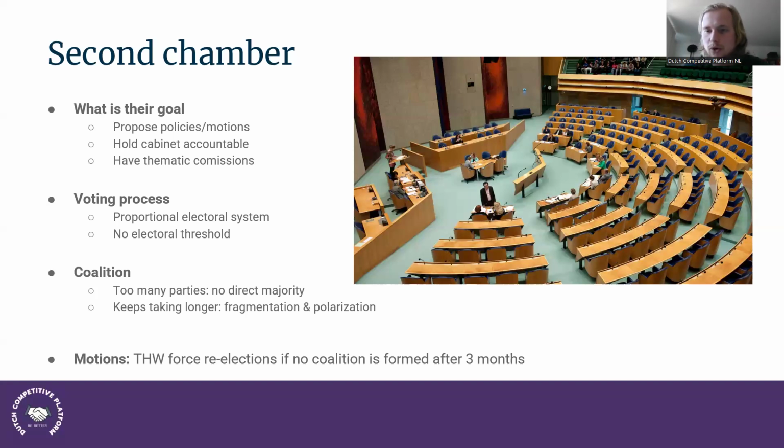Now, then of course a bit more about how politics are created, but who actually discusses them? Those are politicians and how they get elected. What we have is a proportional electoral system.